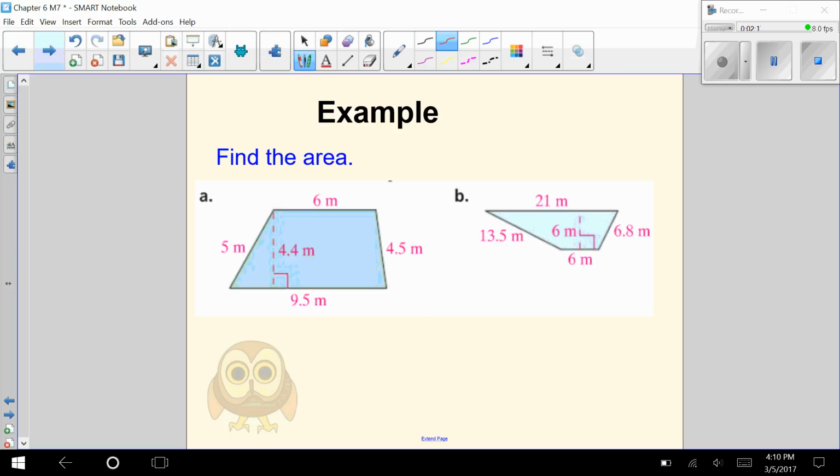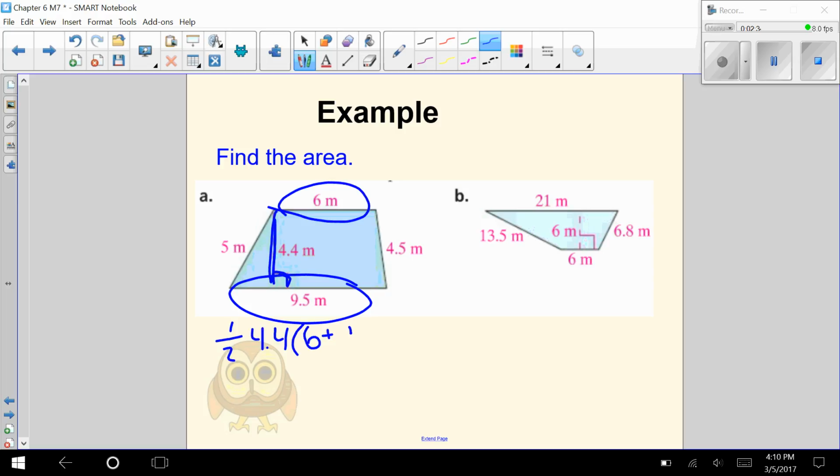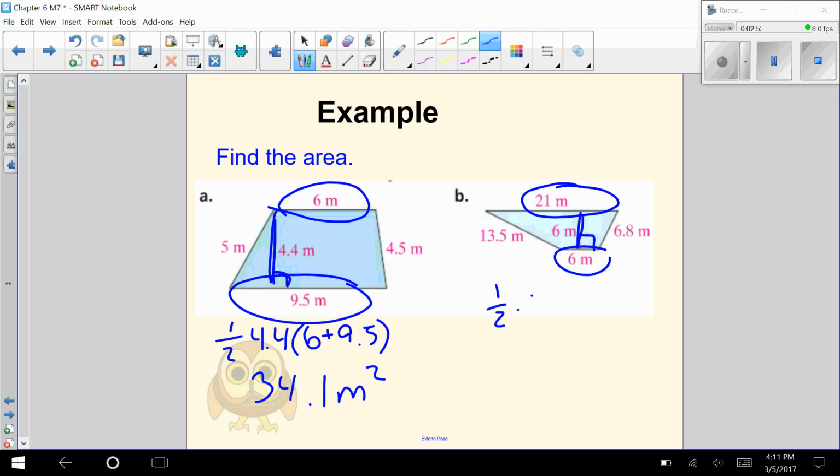All right, try these 2. In this first one, we have our right angle here. So our height is 4.4. Our 2 bases are 6 and 9.5. The area is 1/2 times 4.4 times (6 plus 9.5). When we do that math, we'll get an area of 34.1 square meters. For the second one, our right angle is right here. So our height is 6. Our 2 bases are 21 and 6. So our area is 1/2 times 6 times (21 plus 6), which ends up being 81 square meters.